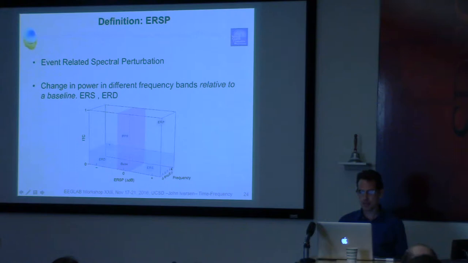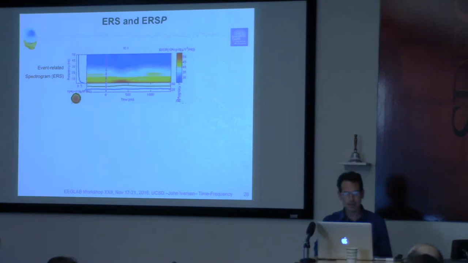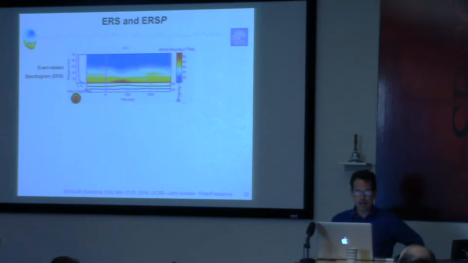If you want to try it out, in EEGLAB, plot time frequency transforms, component time frequency. This is not a practicum, but there's actually a little more detail about values you would enter into the GUI in the handout. So here's an event-related spectrogram. This is what we talked about before. It just shows the time-varying amount of power in different bands.